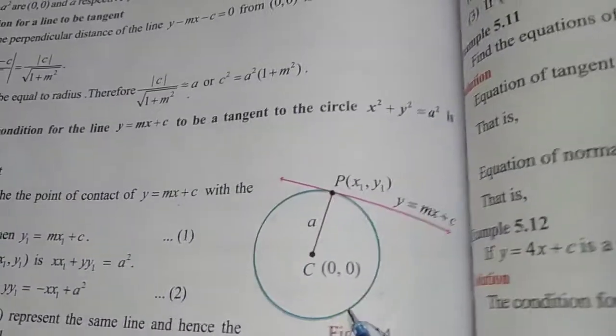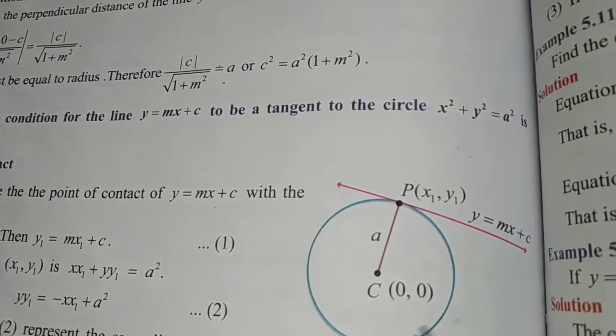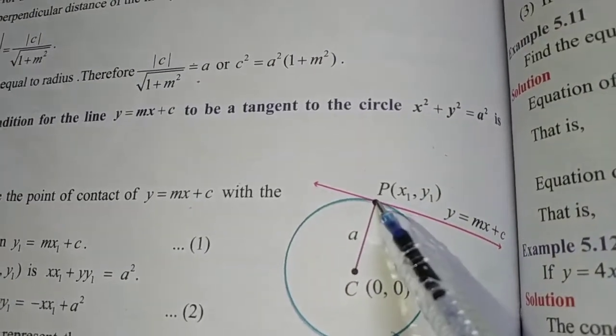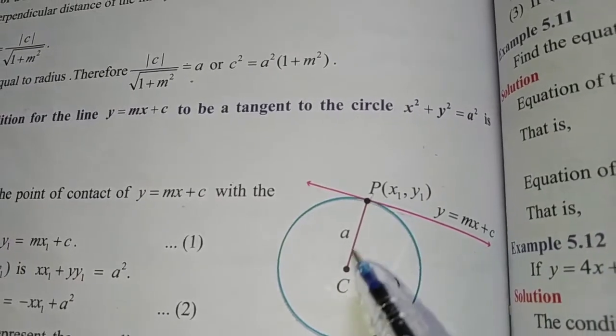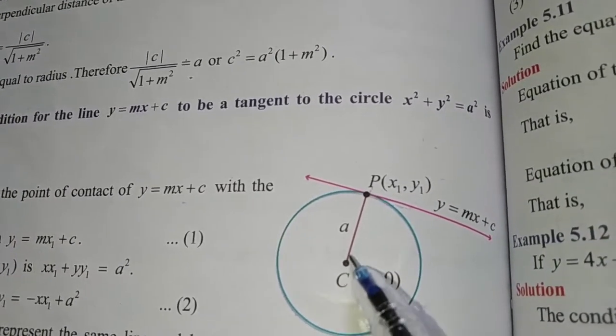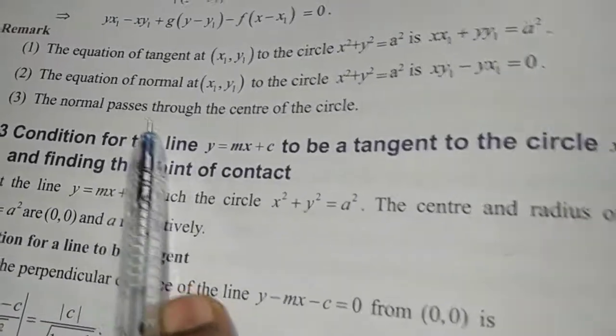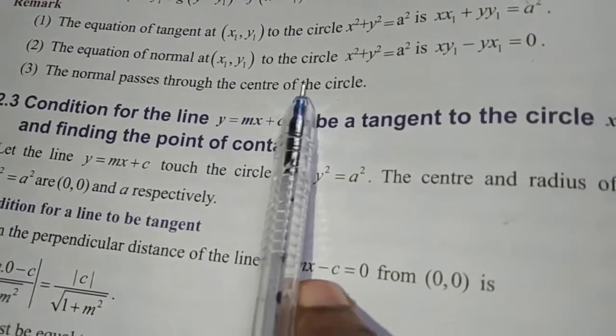See that one, the diagram. Now in the circle, this one is a tangent. The line perpendicular to the tangent is the normal. And the normal passes through the center of the circle. Normally, the normal passes through the center of the circle.